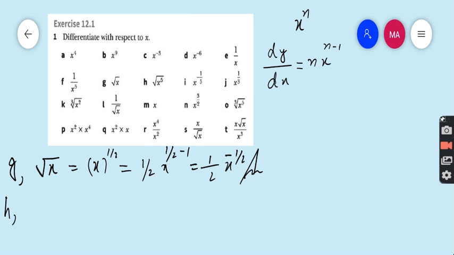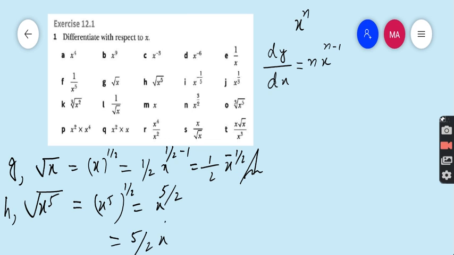Part H, x to the power 5 under a square root. Again the value of square root is 1 upon 2. Power to the power is always multiplied. 5 into 1 upon 2 is 5 upon 2. Write the power first. Subtract 1 from the power. 5 upon 2 minus 1: 2 ones are 2, 5 minus 2 is 3, so 3 upon 2. The final answer of part H is 5 upon 2 x to the power 3 upon 2.